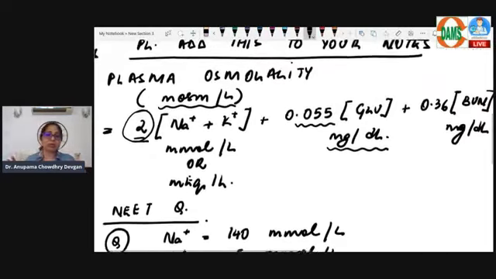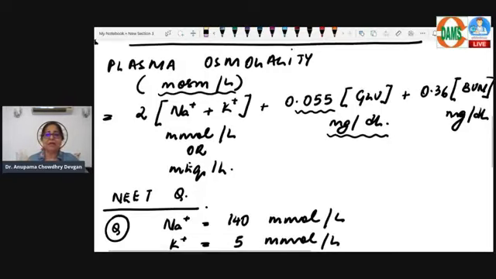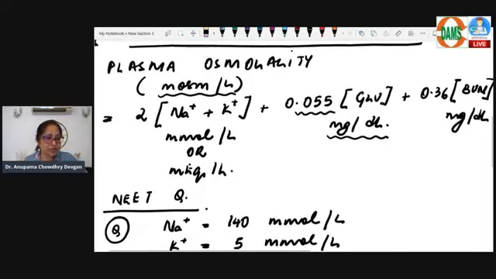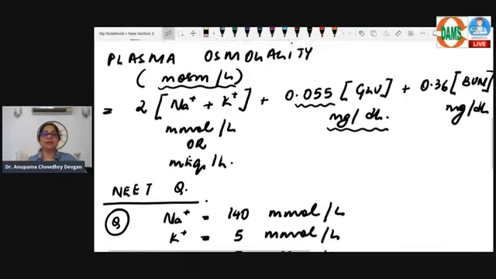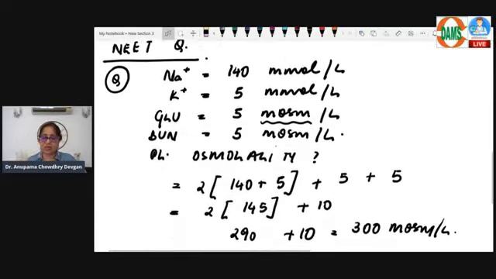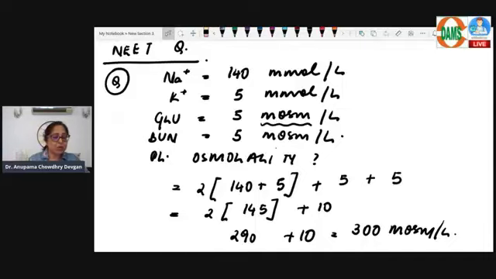Now, this is what I wanted you to add, how to calculate the plasma osmolality. 2 into sodium plus potassium. Why do we multiply sodium and potassium by 2? Because, like I said, sodium and potassium are the cations which are associated with anions. We multiply glucose by 0.055 because glucose in milligrams per deciliter has to be converted into milliosmoles per liter. Blood urea nitrogen is multiplied by a correction factor of 0.36 to convert it from milligrams per deciliter into milliosmoles per liter. This was a neat question which was asked, and BUN is blood urea nitrogen. So this was another point which I wanted you to know.